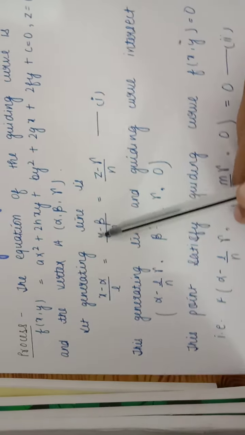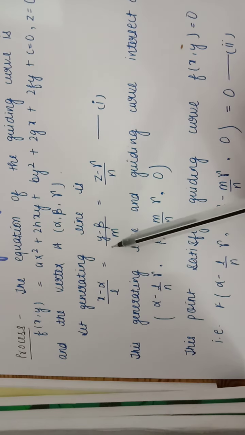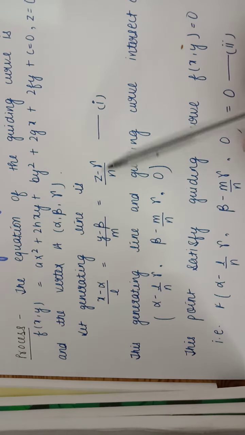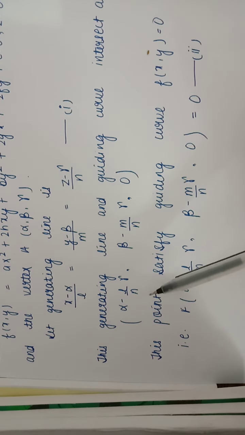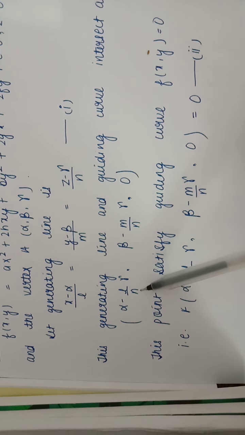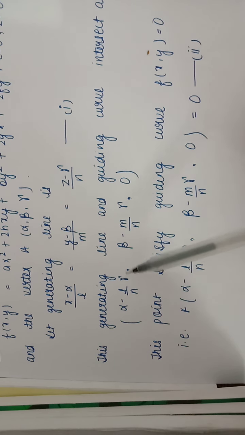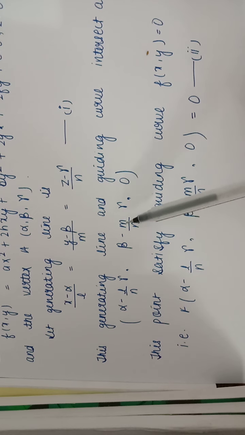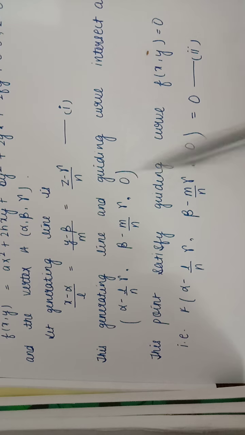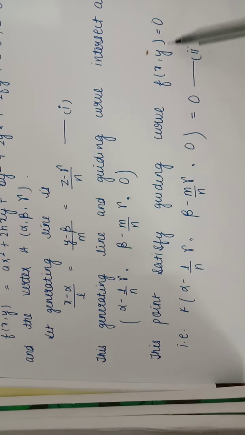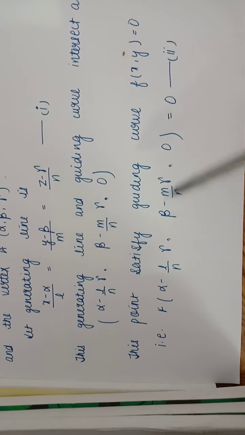Let the generating line be (x − alpha)/l = (y − beta)/m = (z − gamma)/n. This generating line and guiding curve intersect at (alpha − (l/n)gamma, beta − (m/n)gamma, 0). This point satisfies the guiding curve f(x, y) = 0, that is f(alpha − (l/n)gamma, beta − (m/n)gamma, 0) = 0.